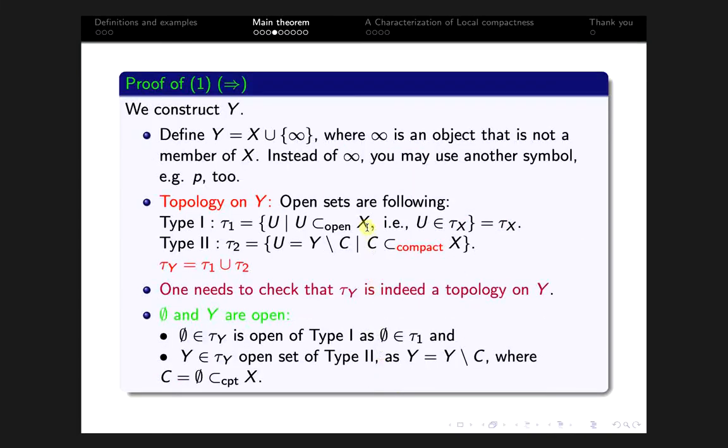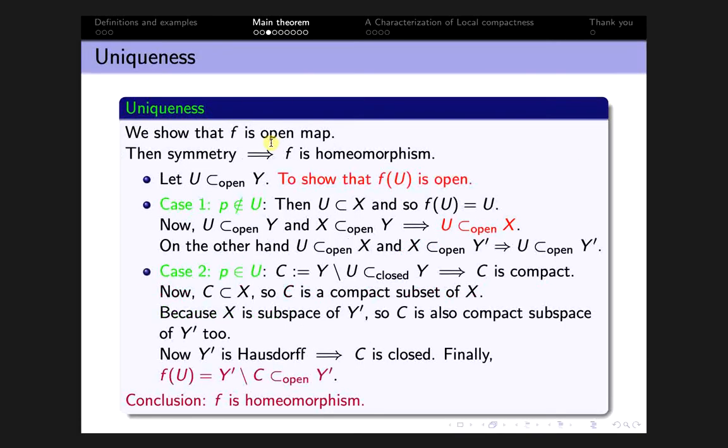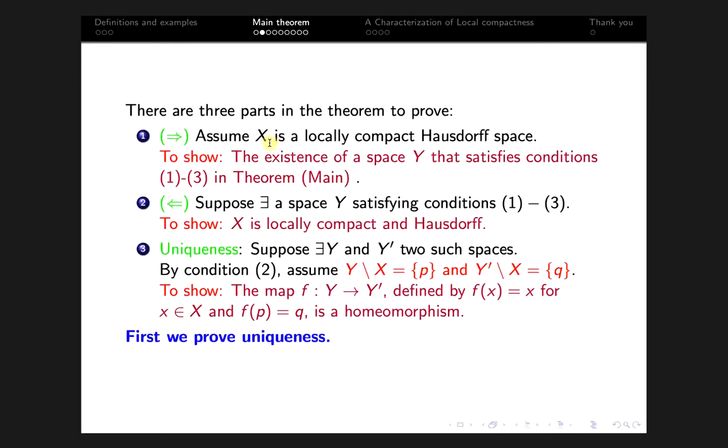Now we prove the forward direction. Let us recall our assumption. Assume that X is a locally compact Hausdorff space. So we have to show the existence of a topological space Y that satisfies conditions 1 to 3.